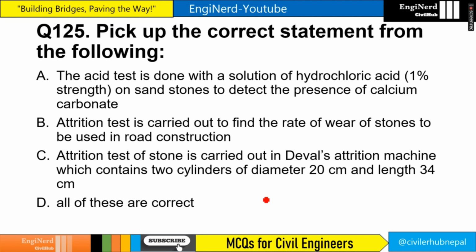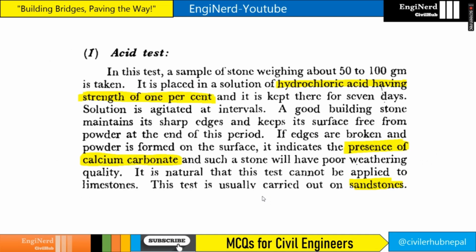Pick up the correct statement from the following. The acid test is done with a solution of hydrochloric acid of 1% strength on sandstone to detect the presence of calcium carbonate. The attrition test is carried out to find the rate of wear of stones to be used in road construction. An attrition test of stone is carried out in Deval's attrition machine, which contains 2 cylinders of diameter 20 cm and length 34 cm. So everything here is correct.